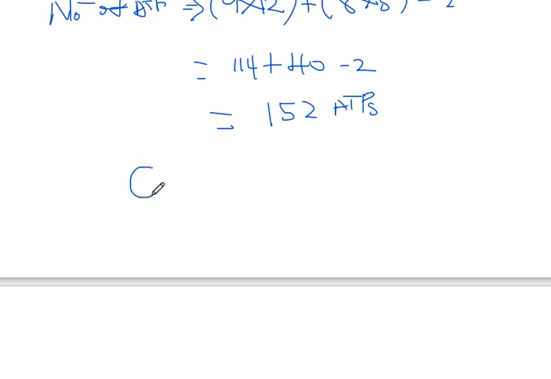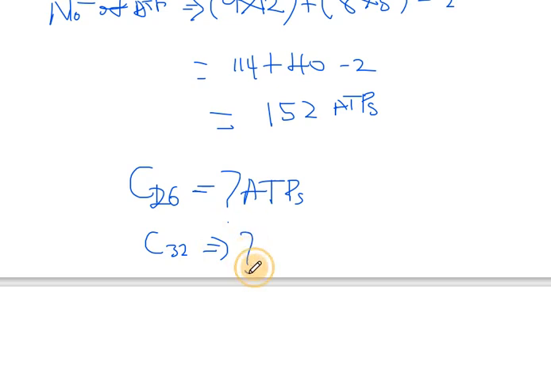So try this once and drop your answer in the comment section. If I have a fatty acid made of 26 carbons, what is the total number of ATPs formed for this fatty acid? Try this and drop your answer in the comment section. If I have a fatty acid made of, let's say, 32 carbons, how many ATPs can be formed from this fatty acid?